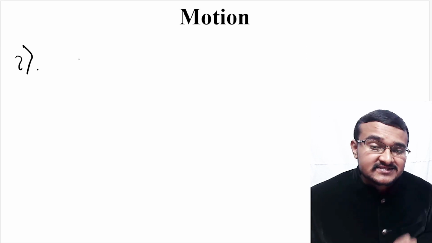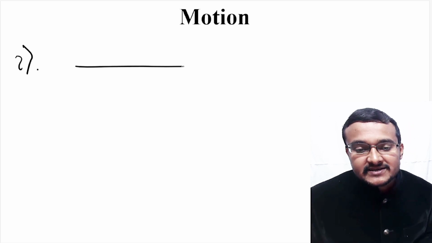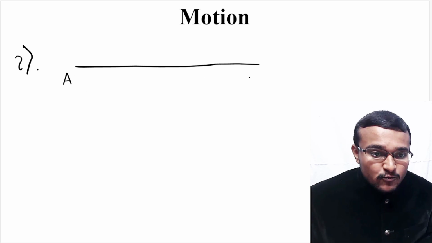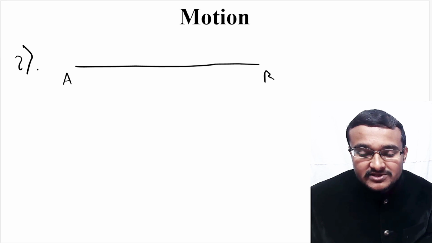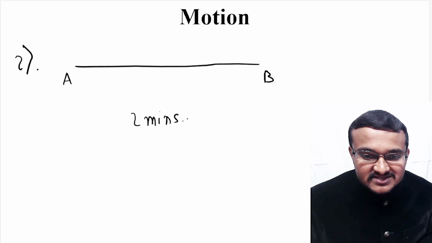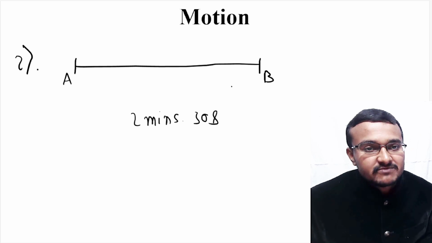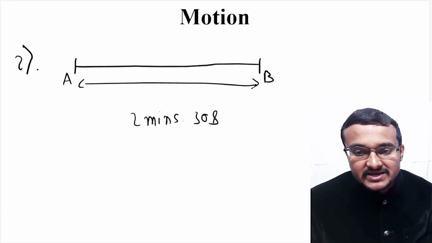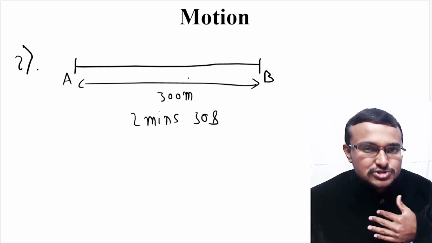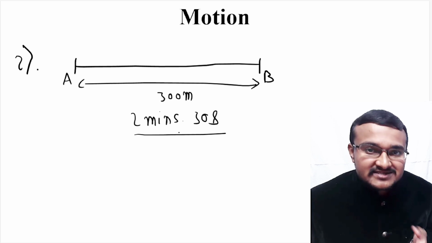Coming to the second question, here there is a person named Joseph, and this particular Joseph is traveling on a straight path. So here he is actually jogging on a particular straight path, and one end of this path is A and the other end is B. And here Joseph is taking 2 minutes 30 seconds to travel from position A to position B. So the distance between A and B is 300 meter. So in order to jog this particular 300 meter, Joseph is taking 2 minutes 30 seconds.